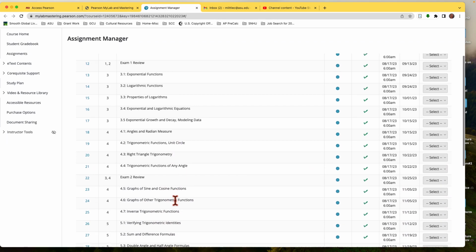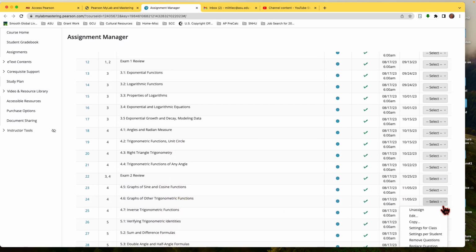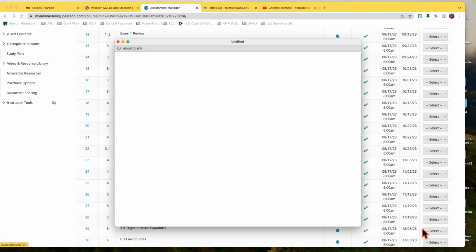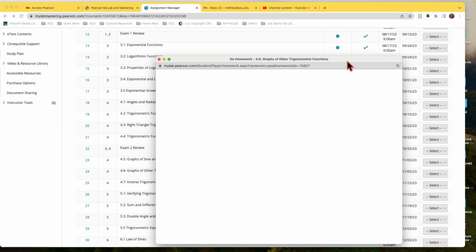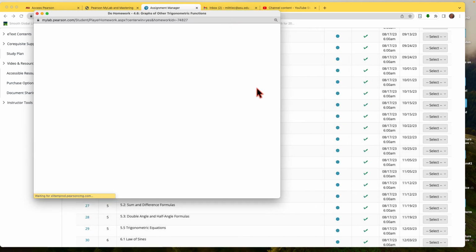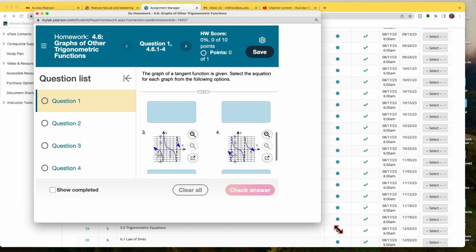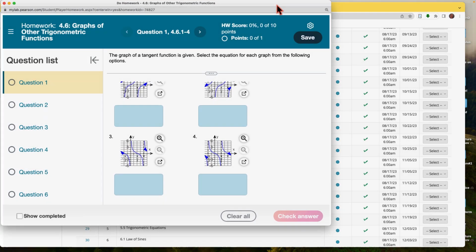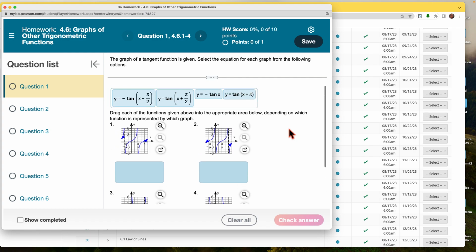This is 4.6. We are going to preview. So this is a type of question where we're going to match which function goes with which graph.